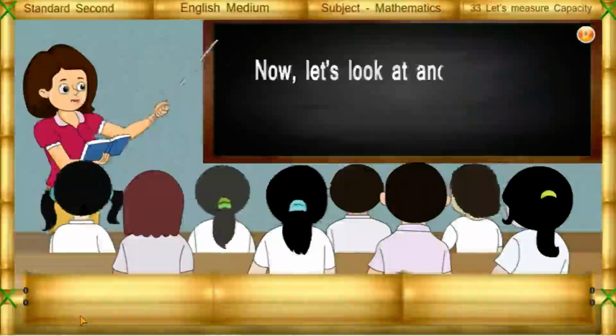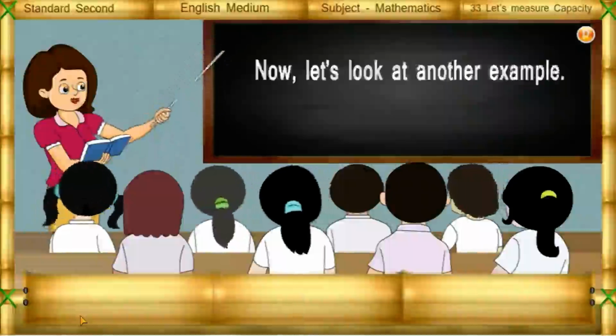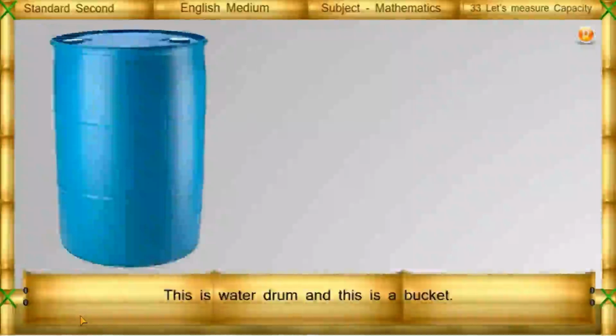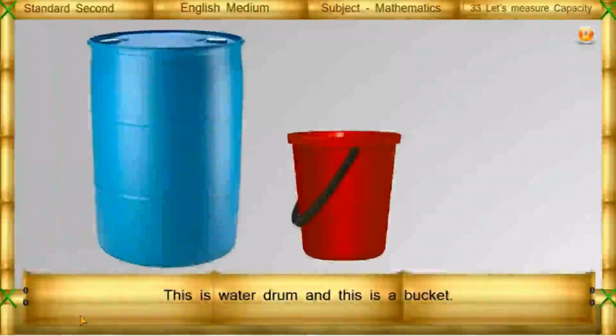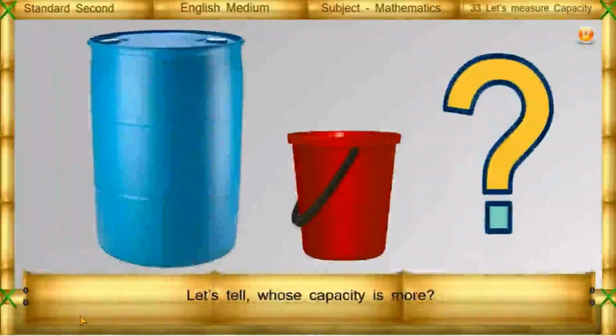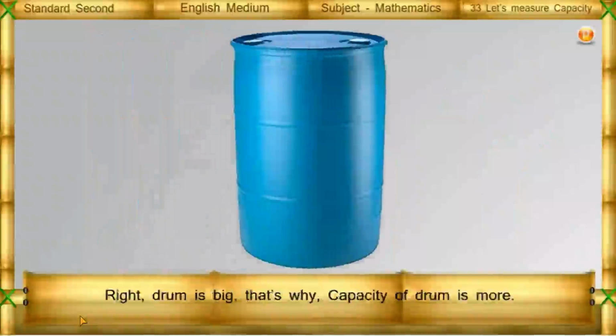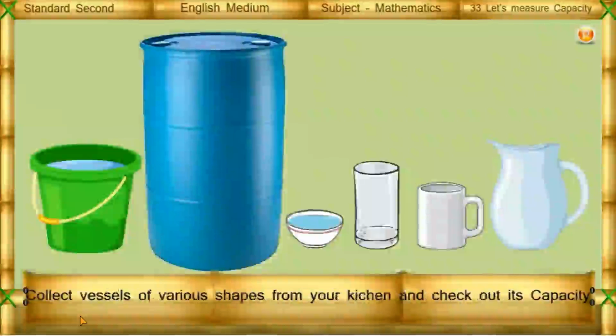Now, let's look at another example. This is a water drum and this is a bucket. Let's tell whose capacity is more. Right, the drum is big. That's why the capacity of the drum is more. Collect vessels of various shapes from your kitchen and check out their capacity.